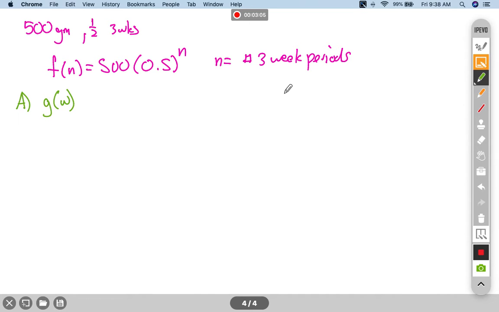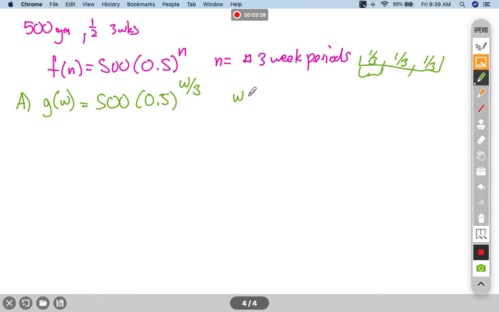So we're going to say, well, we have our factor of 0.5. We want weeks here, but it takes 3 of them. We're taking this 3-week period, and we're taking 1/3 of it. This is our 1 week, so we're doing this weeks over 3. This would give us our function we could work with. If we don't want to work with that fraction in here, I'm going to say W equals number of weeks.